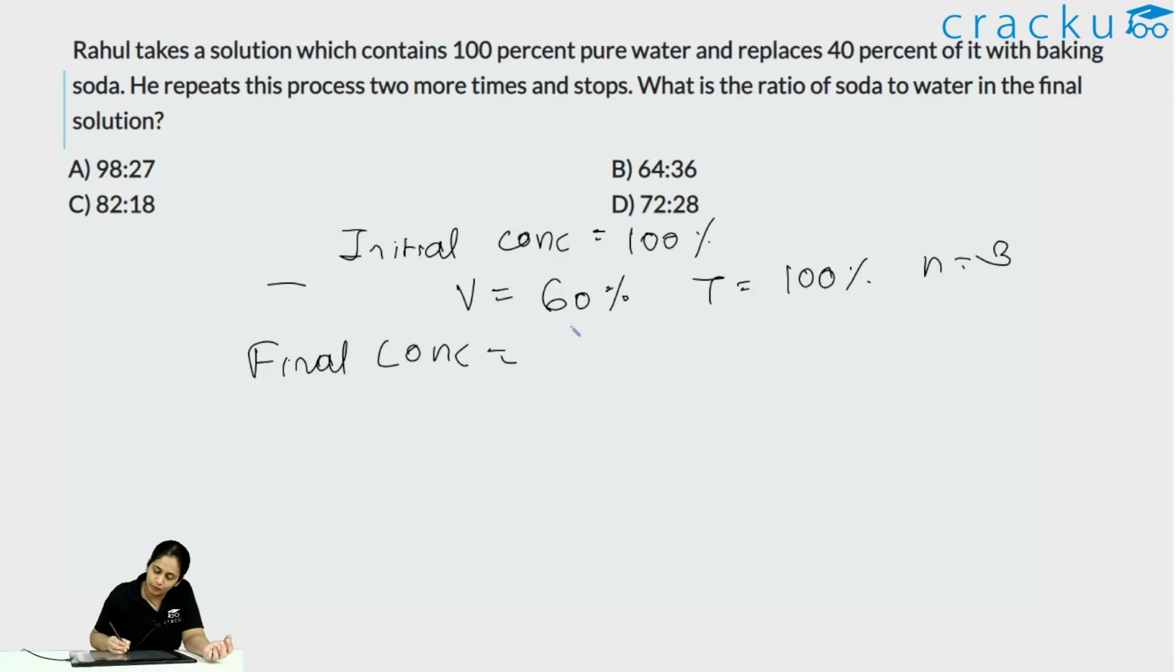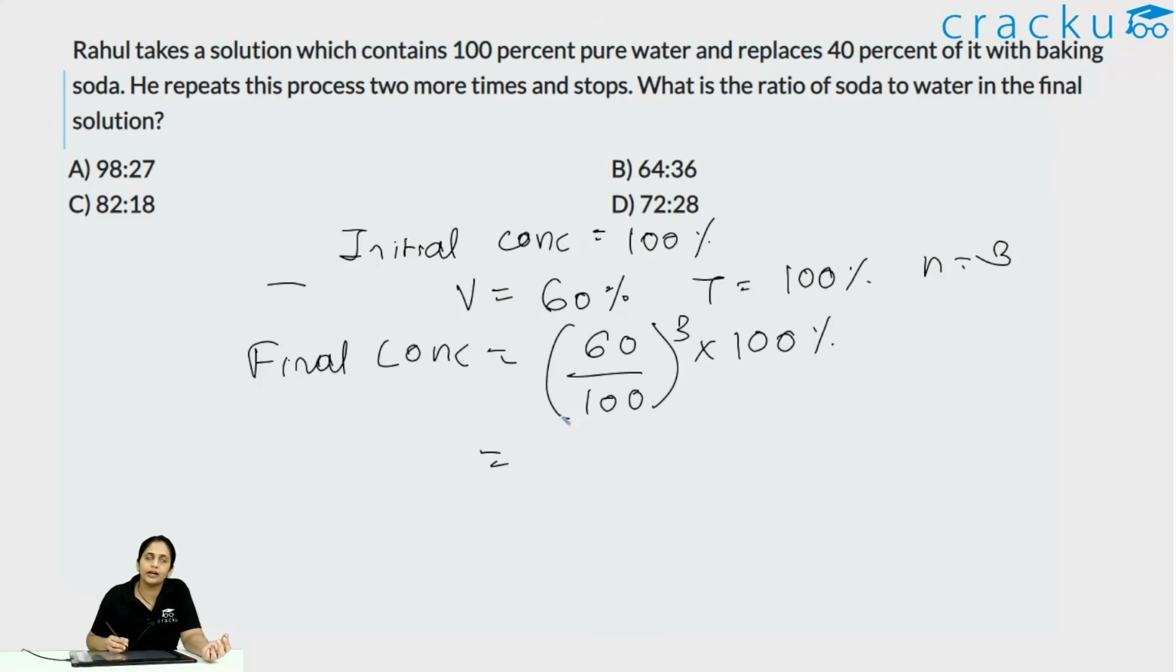So if I use the formula, this is 60 by 100 cube times the initial concentration, which is 100%. So this is how much? This is 6.6 cube, so that is 21.6%. So 36% into 0.6, 21.6% is the final concentration of water. Initial concentration was 100%, the final concentration is 21.6% of water. Now if this is the concentration of water, how much is soda then?